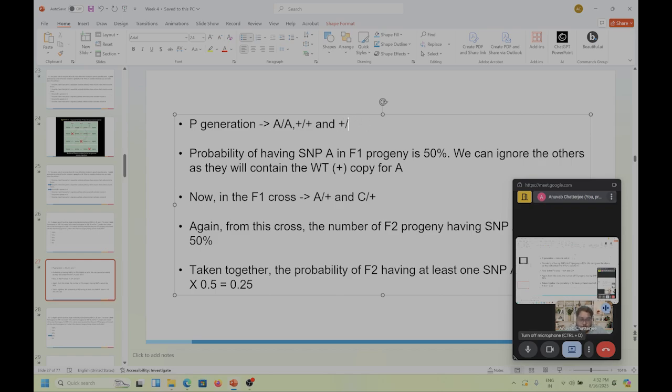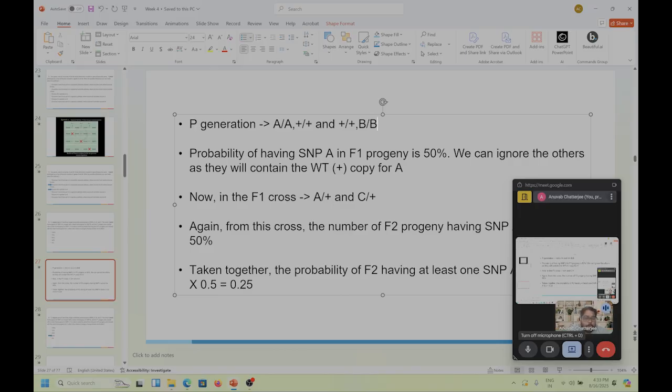So in case of the A SNP, it will have wild type and it carries the B SNP. So it will look like this when we figure out the probability of having SNP A in F1 progeny. We do a cross between these two, so the gametes will be A, wild type, and B. If you do a simple Punnett square, A positive, B positive, you know that the probability of inheriting SNP A is going to be 50% in the F1 progeny, because only half of them will ever have the SNP A.